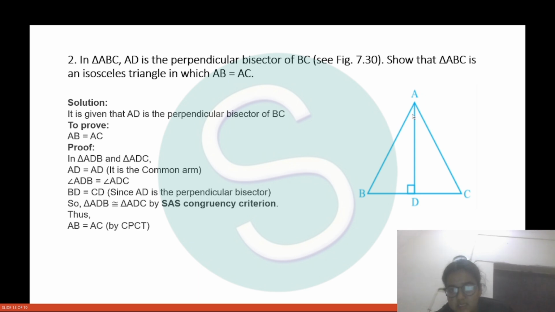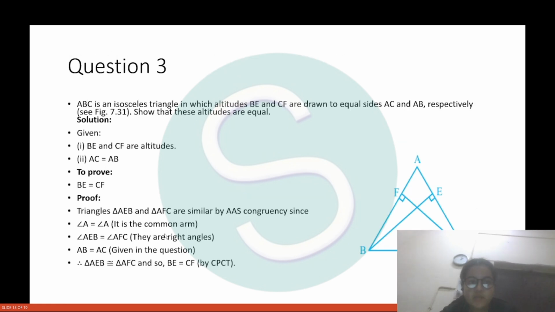So by side angle side congruency, we have proved triangle ABD and triangle ADC are congruent. Now we have to prove that AB equals AC, right? So since triangle ABD and triangle ADC are congruent, this implies AB equals AC by CPCT, that is corresponding parts of congruent triangles.